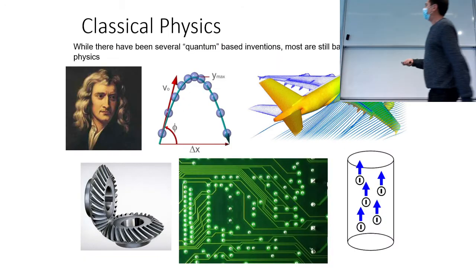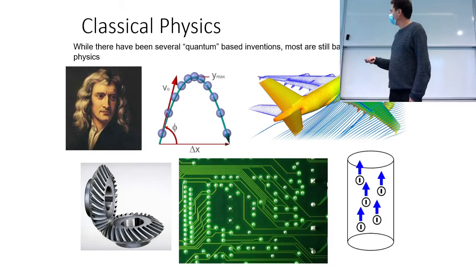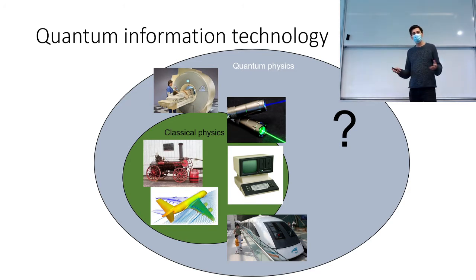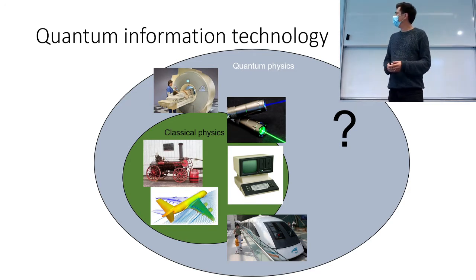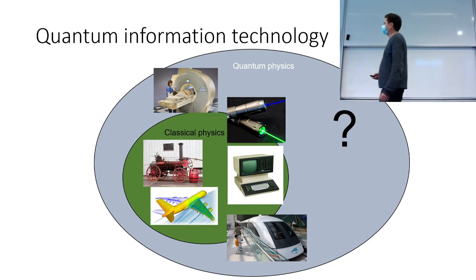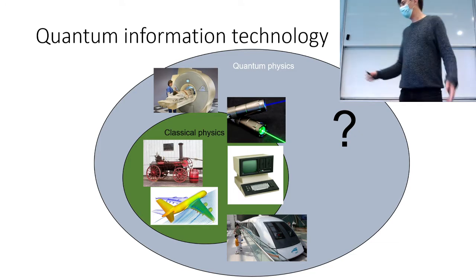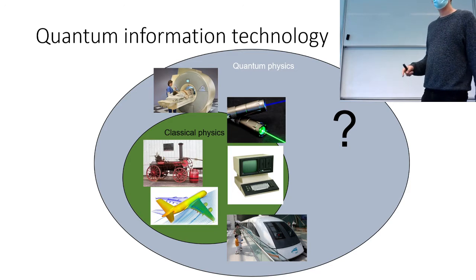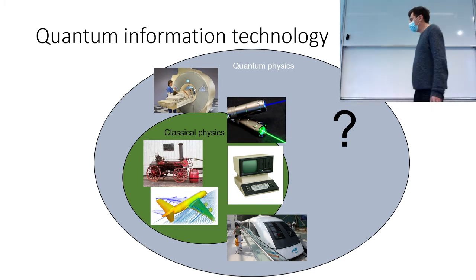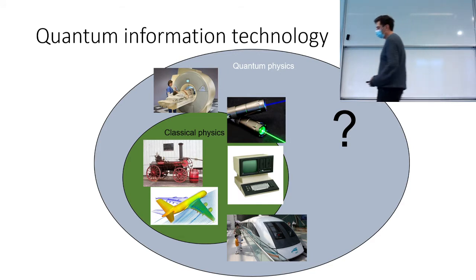Yeah, so a lot of the inventions use classical physics, and this field of quantum information technology is a field where we are trying to explore what kind of new inventions you can make with quantum physics, because most inventions are based on classical physics, but if we have a whole new set of laws that we can use, then we should be able to do more things than what's available with classical physics.